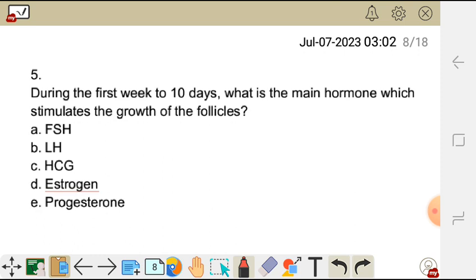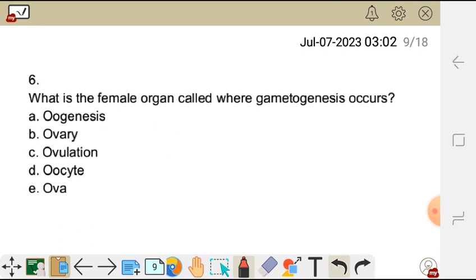So which hormone among these stimulates the growth of the follicles? So question 5, the correct answer is follicle stimulating hormone, which is A. Follicle stimulating hormone is going to stimulate the growth of the follicles. Let's move on to question 6.